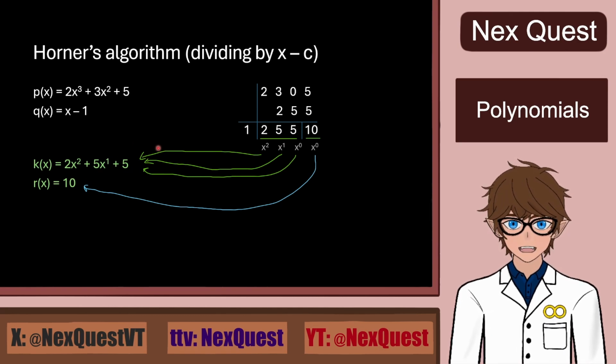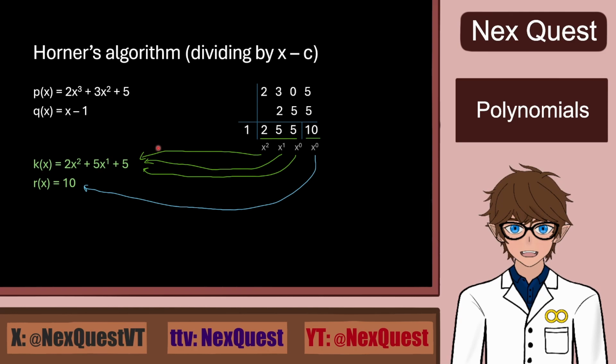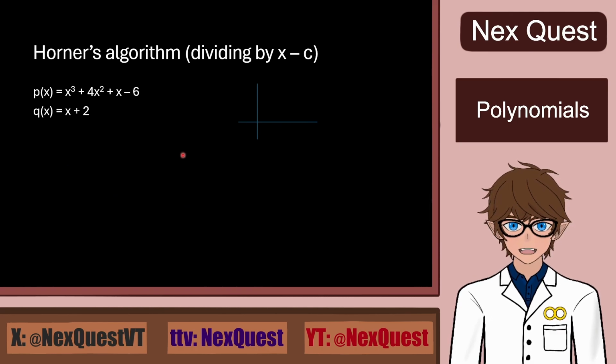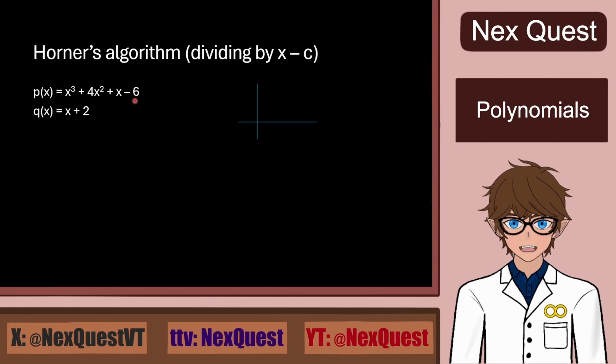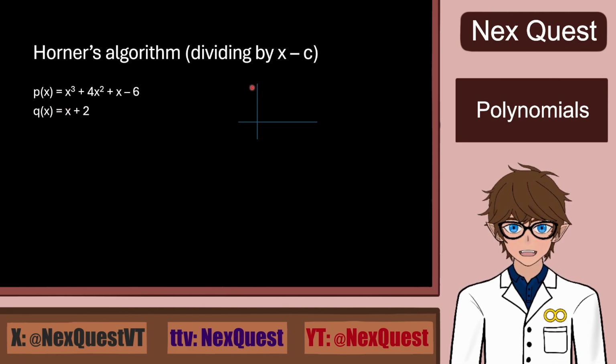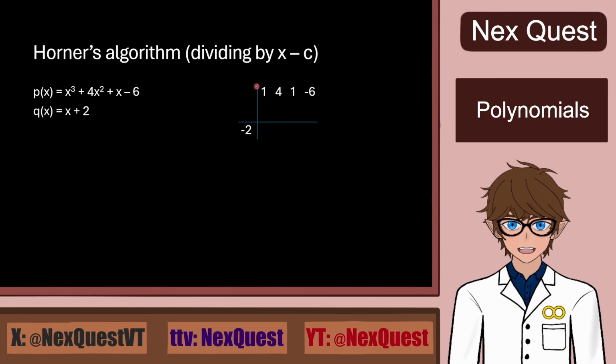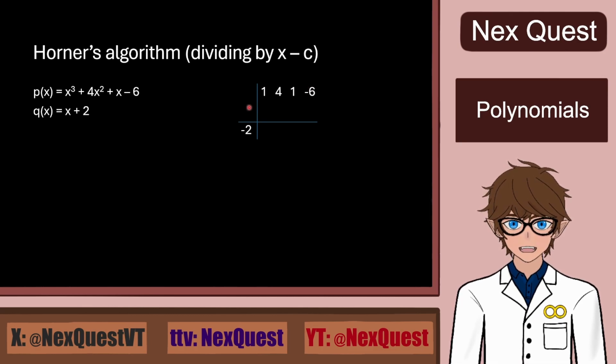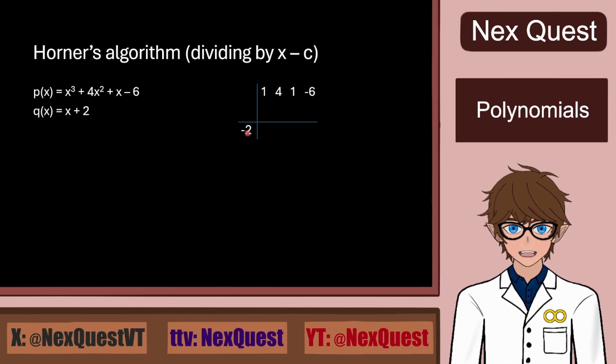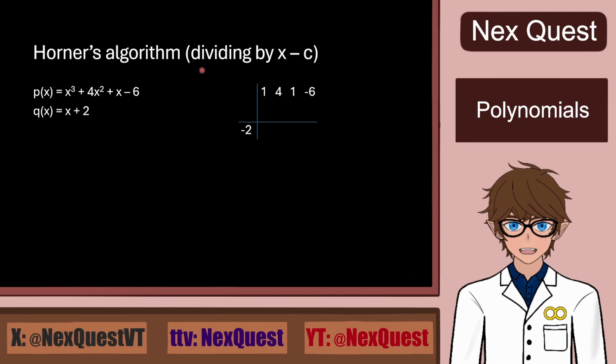Now let's do one more example for division, then I will do a couple for y values. Here we will divide x cubed plus 4x squared plus x minus 6 with x plus 2. So let's fill the table first. I fill the top row with coefficients from p of x, then put the c value in the corner, and I remember the original formula is x minus c, meaning that c is minus 2.